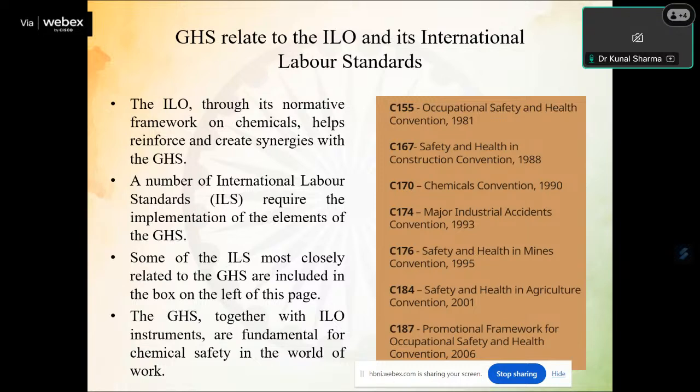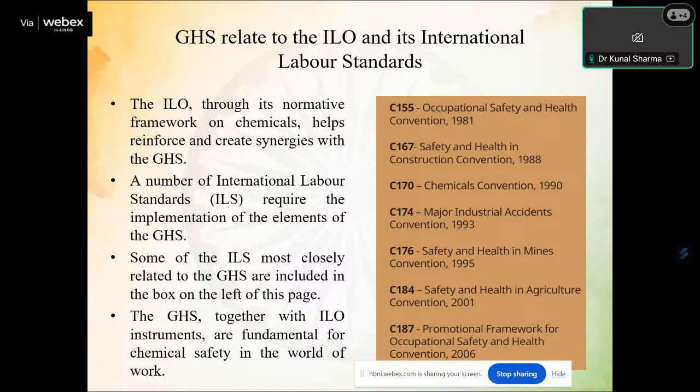C155, the OSH Convention 1981, requires workplace safety. C167 talks about the Safety and Health in Construction Convention, 1988. C170 talks about the Chemicals Convention, 1990. C174 is the Major Industrial Accidents Convention, 1993, wherein it has been discussed how to distinguish major accident sectors from normal chemicals. Then C176 talks about the Safety and Health in Mines Convention, 1995. C184 talks about the Safety and Health in Agriculture Convention, and C187, the Promotional Framework for Occupational Safety and Health Convention, 2006.